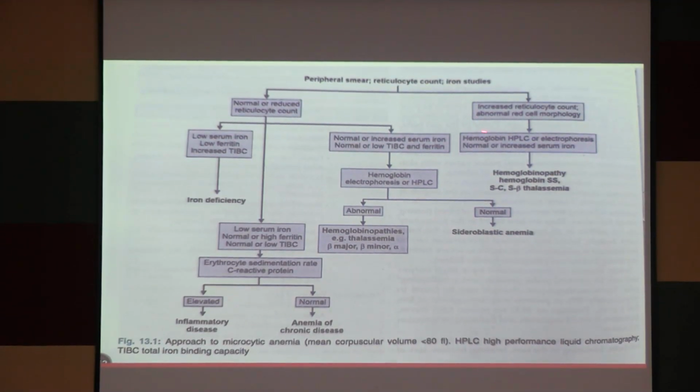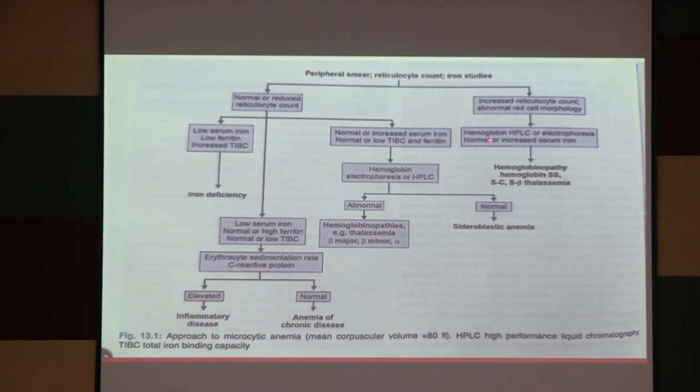Then increased reticulocyte count, abnormal red cell morphology, HPLC is to be done. It may be hemoglobinopathy, sickle hemoglobin, SC, S-beta thalassemia.